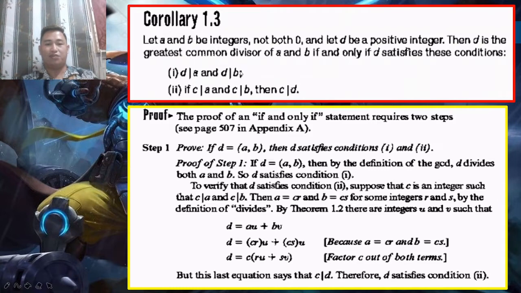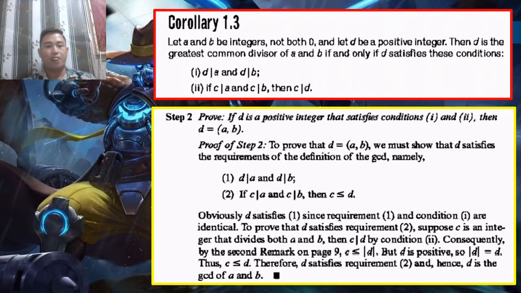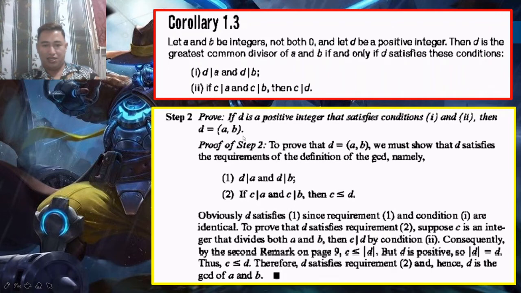Step 2, class: we assume the other direction of the if and only if statement. Earlier, we assumed D is the greatest common divisor of A and B and showed the conditions. Now we assume the conditions and show that D is the GCD of A and B. Proof of step 2: if D is a positive integer that satisfies conditions 1 and 2, then D is the GCD of A and B.